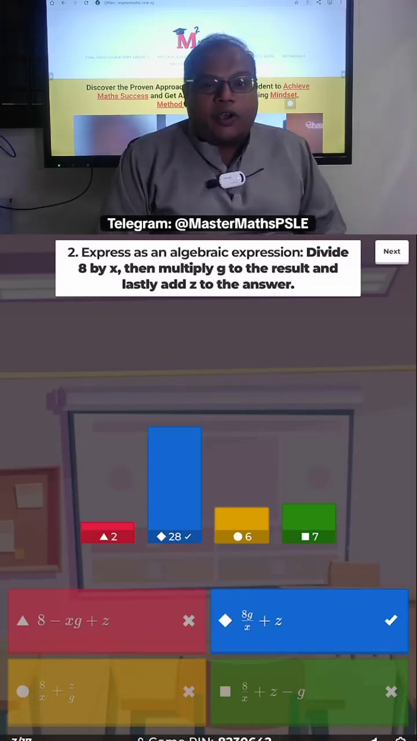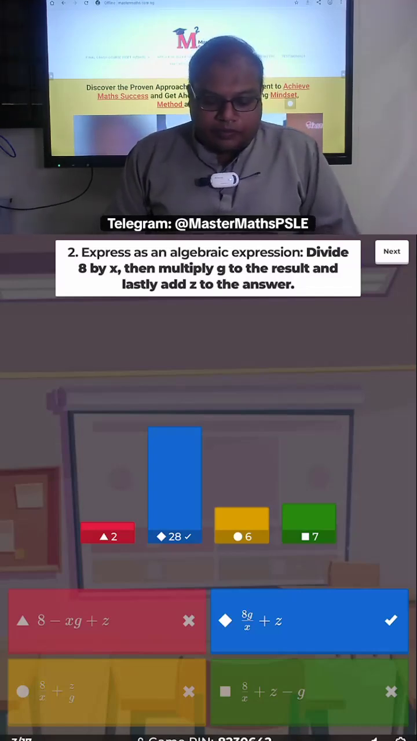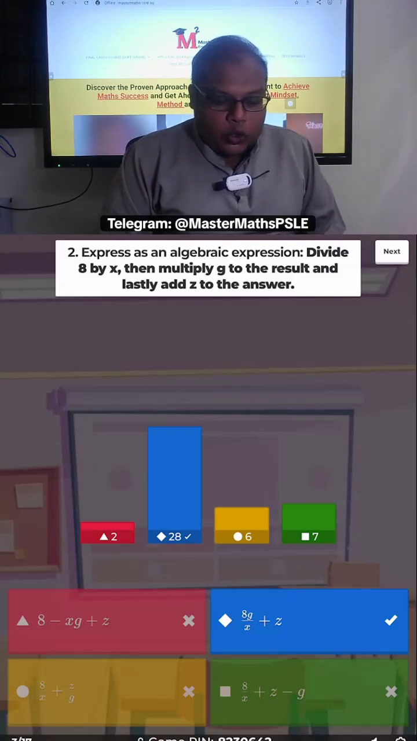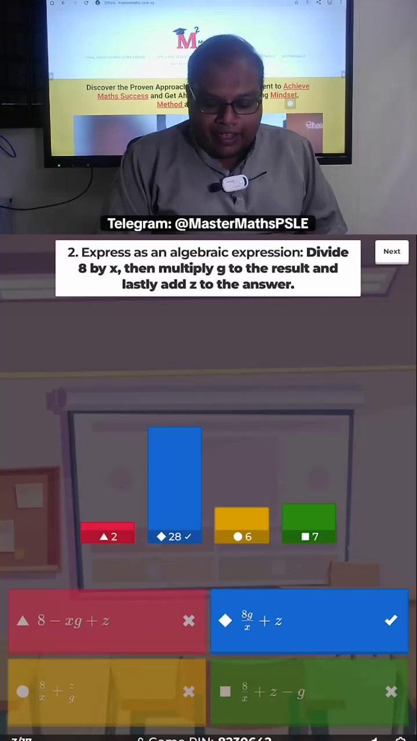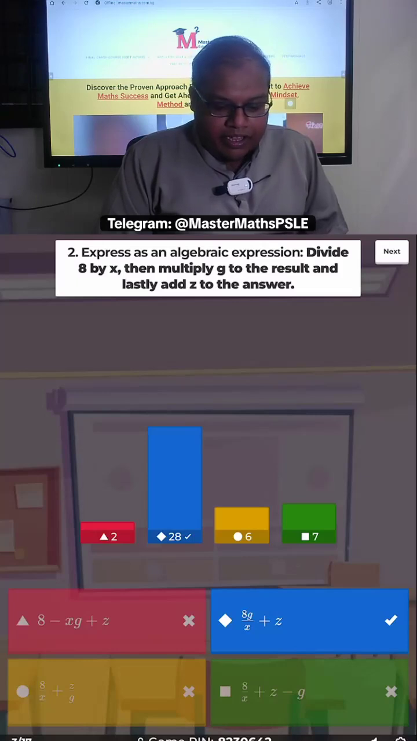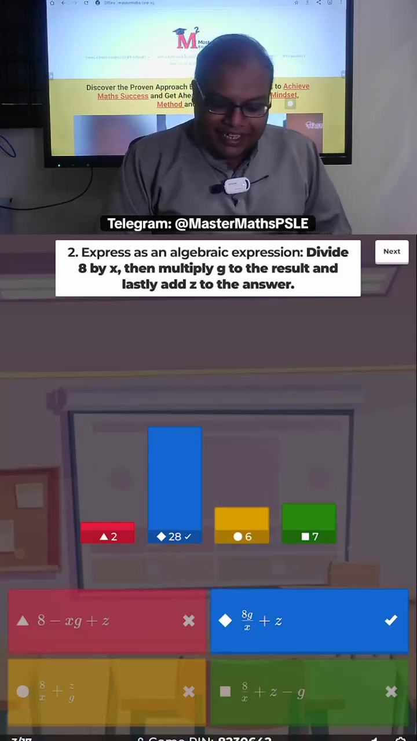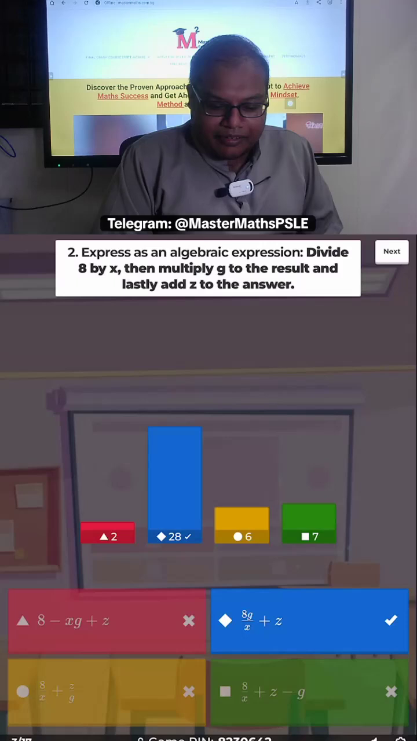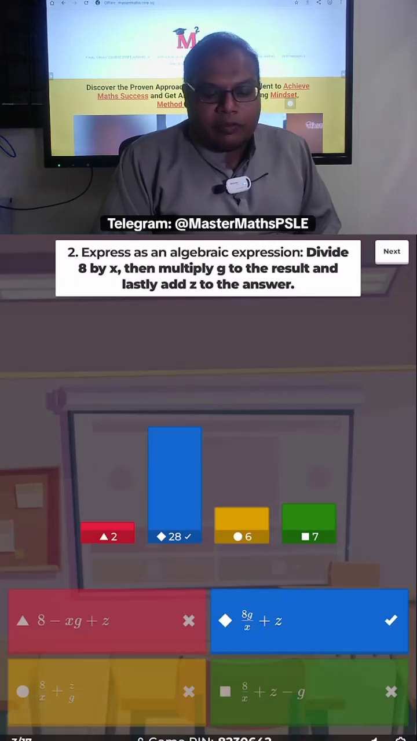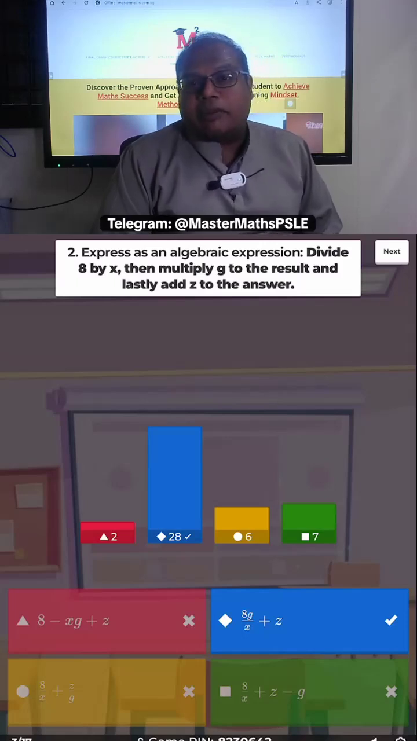28 of you got it correct. Good job. So 2% forgot to do the divide. And those who selected yellow, I mentioned multiply by g, right? So how come the g is at the denominator? And the green, I also mentioned to multiply by g, not subtract by g.